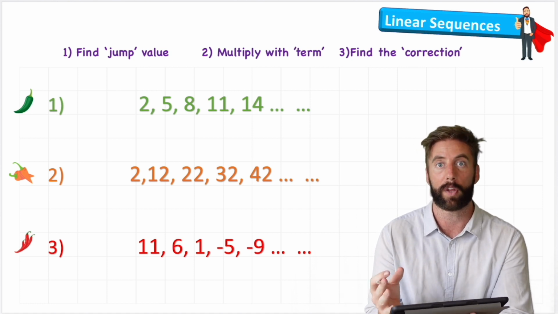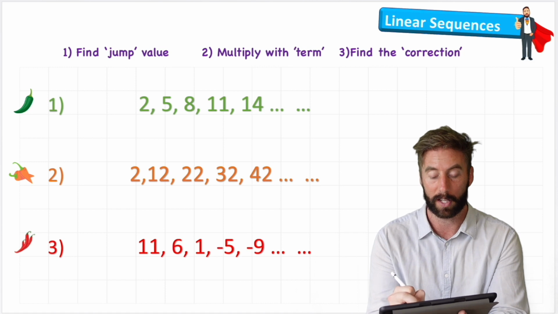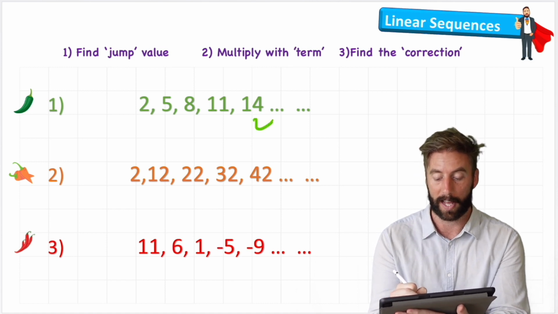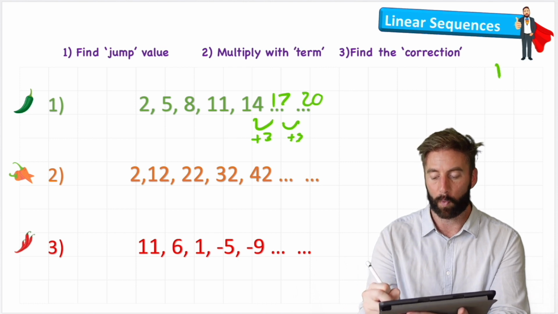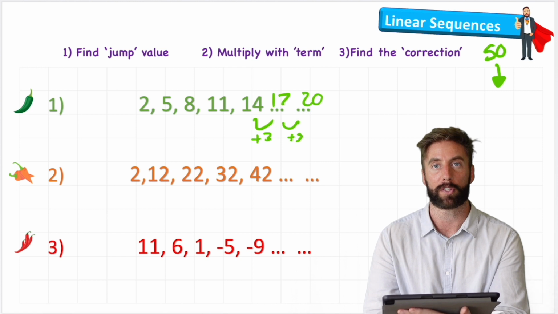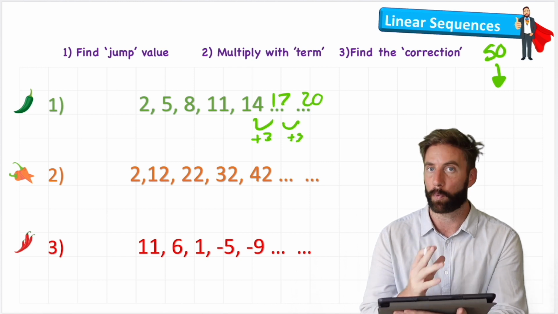So for example, I know that if the gap between the numbers is 3, this next number on this green row will be 17, because I can just add 3 to 14, which will be 17. I could add another 3, which would be 20. But what if I wanted to find out what the 50th term of this sequence was? Well, I need a formula, and that's what we're going to look at today.